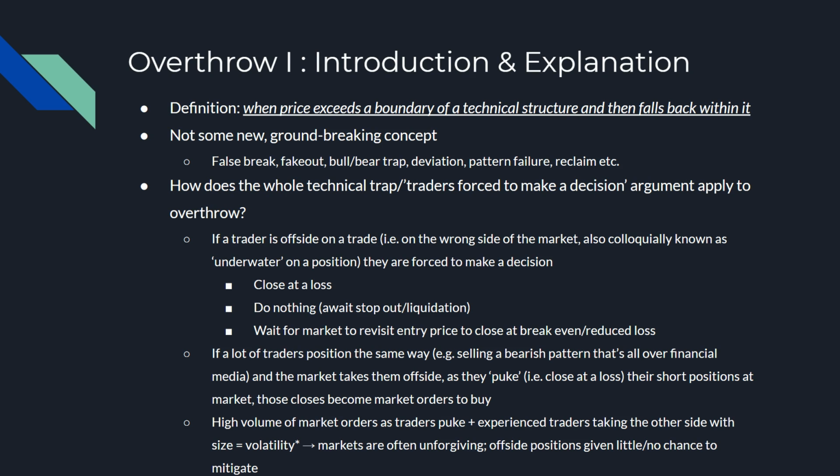So if a trader is offside on a trade, which basically means on the wrong side of the market, they're forced to make a decision, right? So if I shorted a level and prices kept going up, I'm now losing money as price approaches my stop loss. So what are my options? And again, by no means is this list exhaustive. It's just here for our purposes.